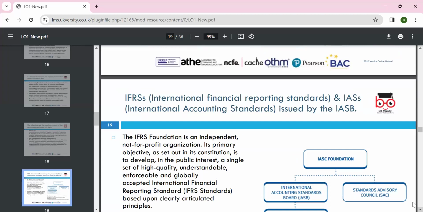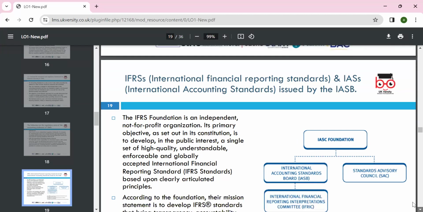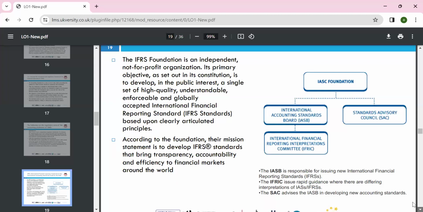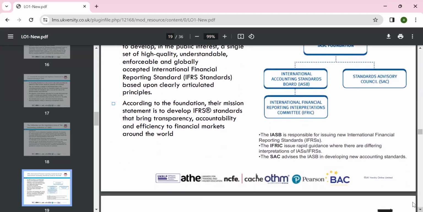The IFRS Foundation and the International Accounting Standards Board: the foundation is an independent non-profit organization. Its primary objective is to set up the constitution to develop standards in the public interest, because there is a lot of creative accounting, and to reduce creative accounting we need to follow the standards. According to the foundation's mission statement, IFRS standards bring transparency, accountability, and efficiency to financial markets around the world. Yes, that's the key which we can look at in the International Accounting Standards Board.